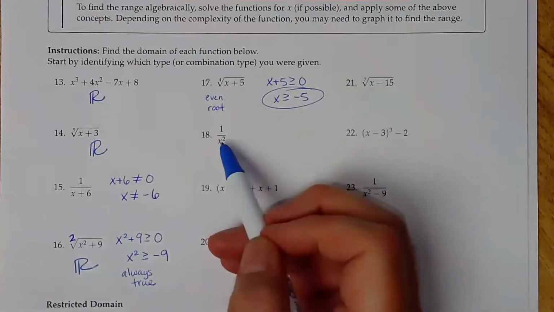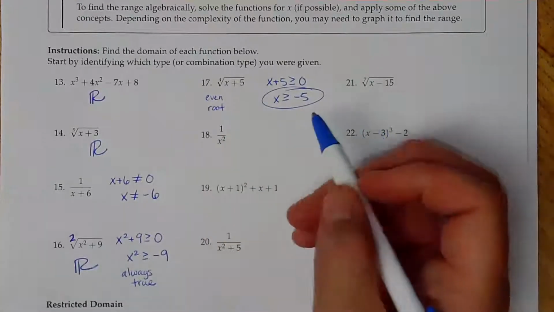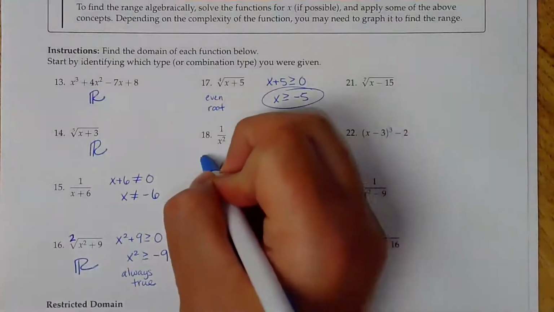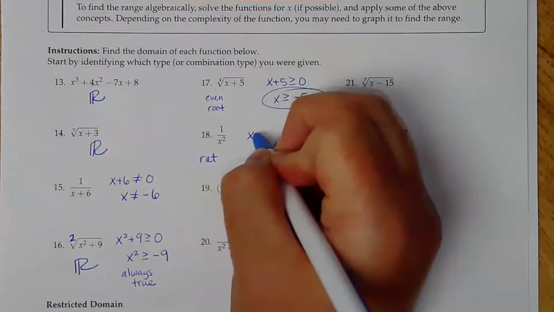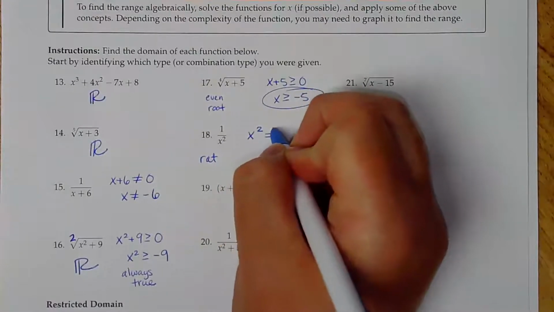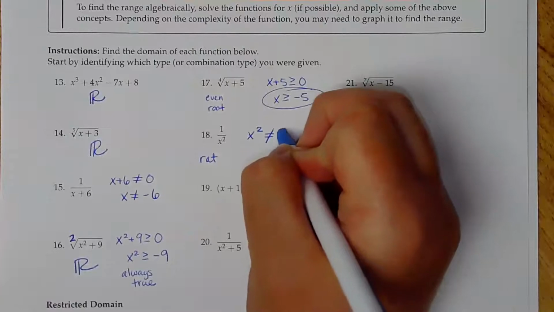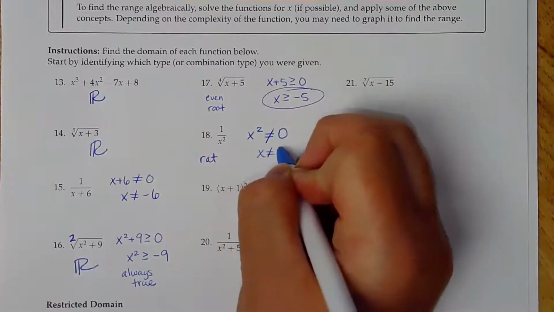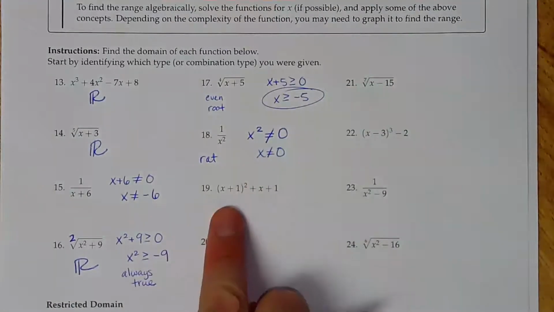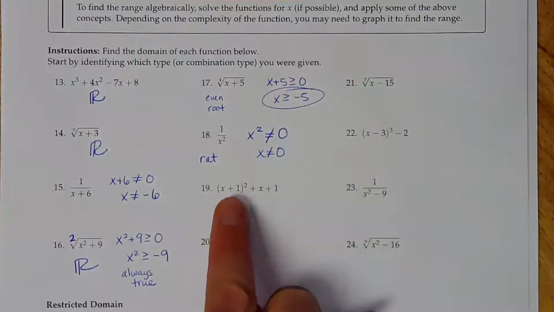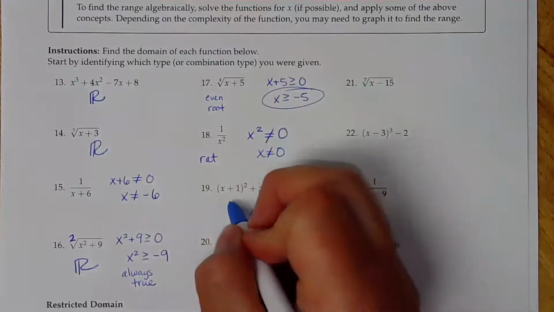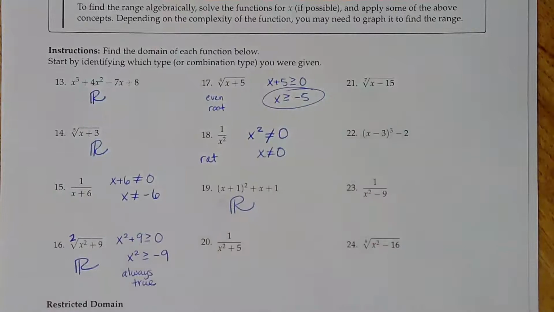All right, number 18, 1 over x squared. So this is a rational function. And that means I need x squared to be not equal to 0, which means just x is not equal to 0. Number 19, that's a polynomial. So we know polynomials are all real numbers. I have another rational function.